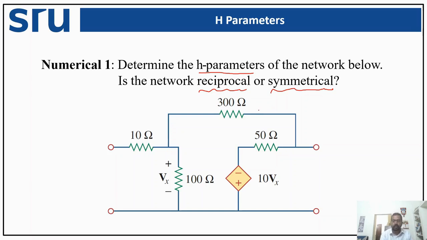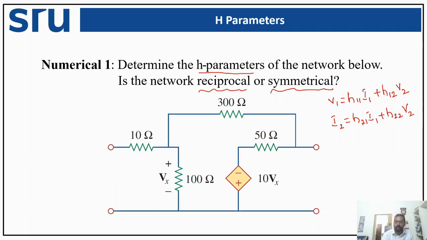Okay. So what are the equations we are going to have? V1 equal to H11 I1 plus H12 V2. And the second equation is I2 equal to H21 I1 plus H22 V2. So these are the two H parameter equations.